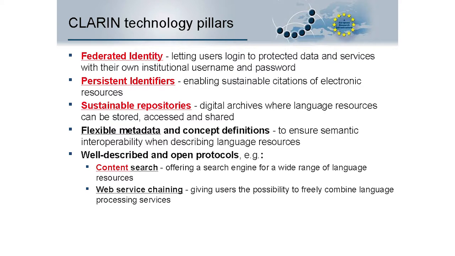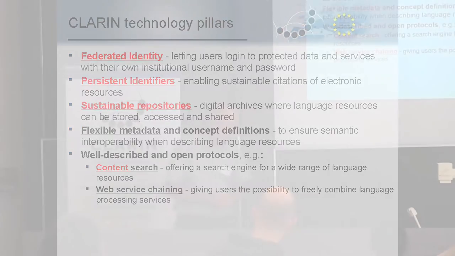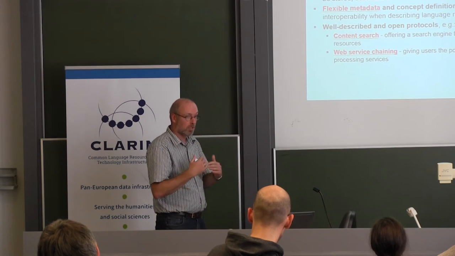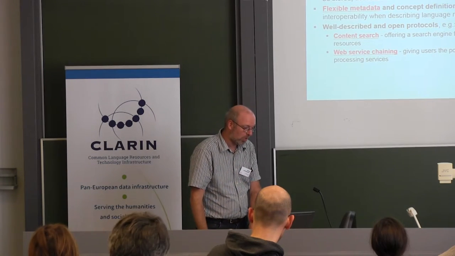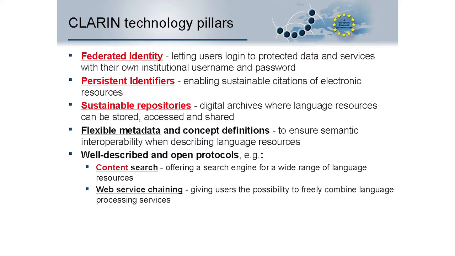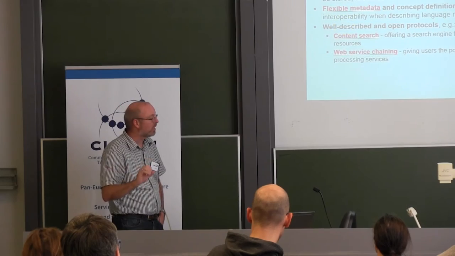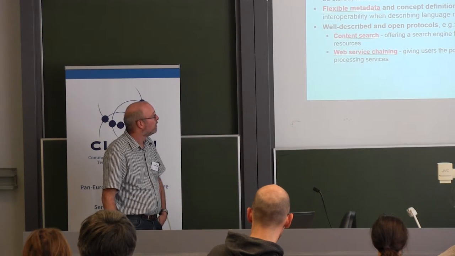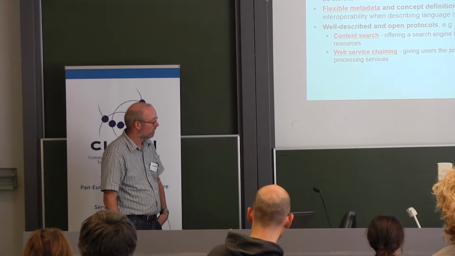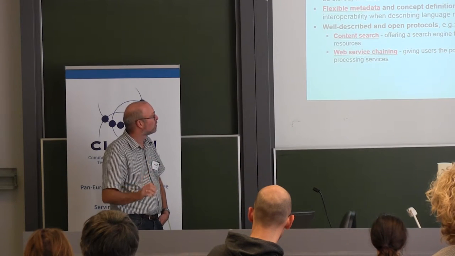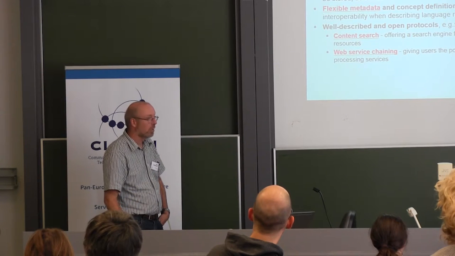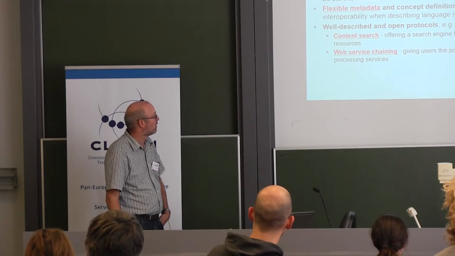Sustainable repositories are repositories that are stable and have a certain quality stamp, and that's why they are the B centers, for example. They have a certification process, so they become certified B centers, which means that they are stable and have policies that help in the sustainability of the repositories. There is flexible metadata. That means it's not a fixed scheme. There's a lot of flexibility there, and it means that we can do a very dedicated metadata description of specific language resources. So not everything has to fit a very tight scheme, but it can be really tailored to a specific type of resources. But by using concept definitions and semantic interoperability, we can do these general services like the virtual language observatory that I showed, which can then still work on these very flexible metadata schemes.